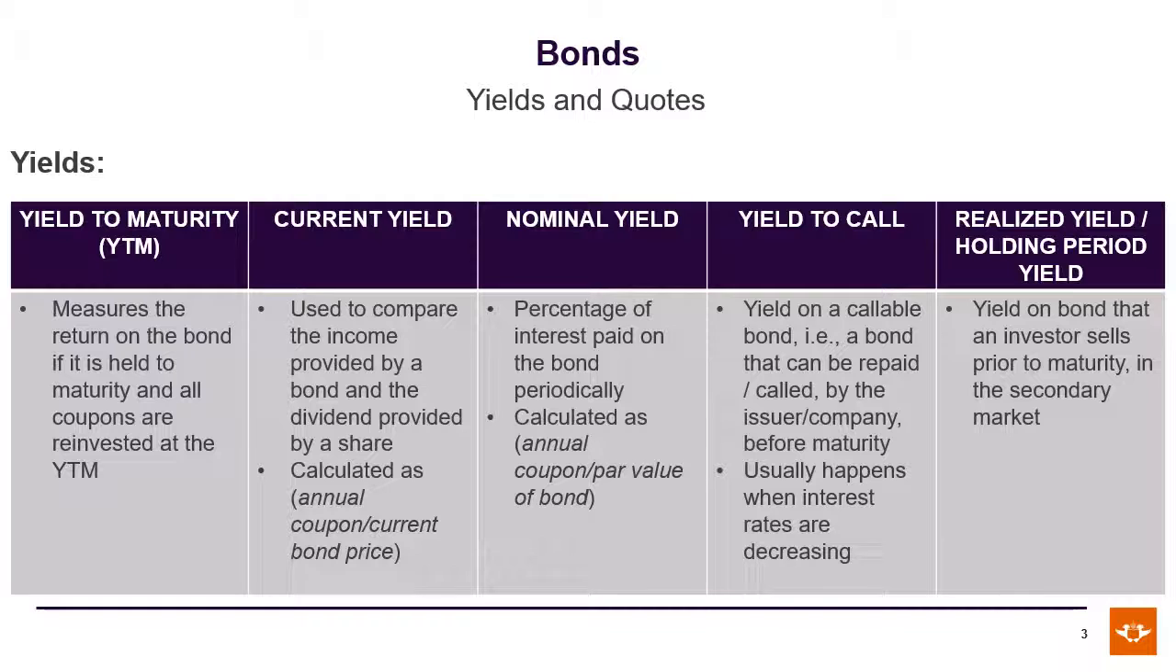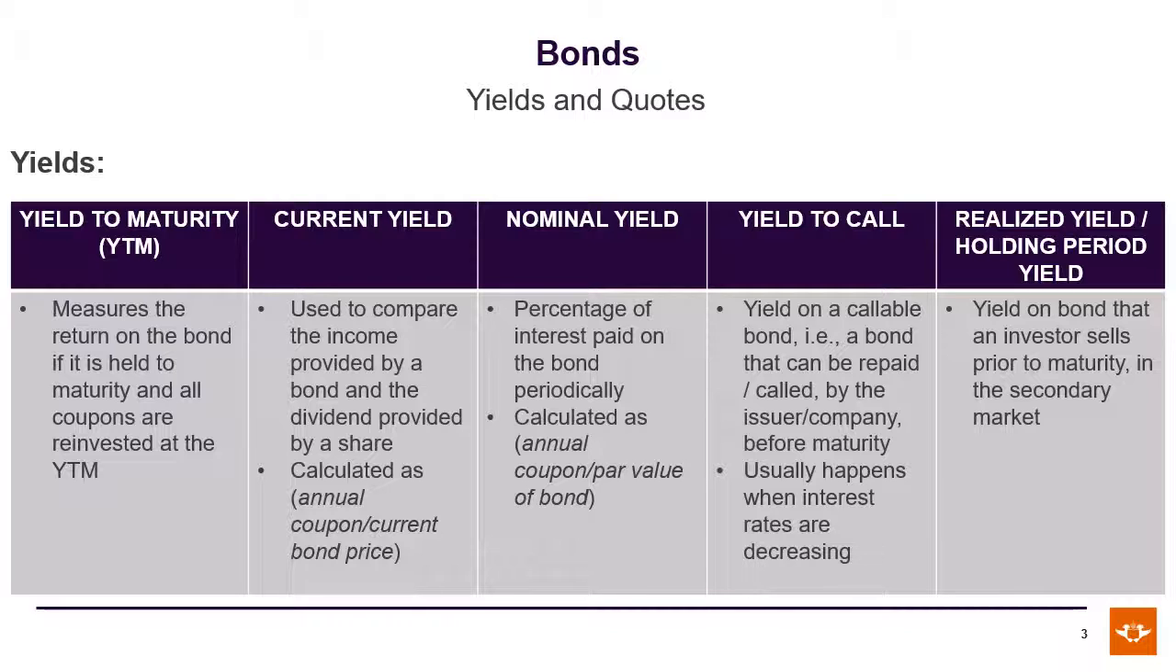We look now at the current yield. This is a yield that gives us an indication of the income. It is calculated as the annual coupon over the current bond price, and it is used to compare the income provided by a bond relative to other assets.